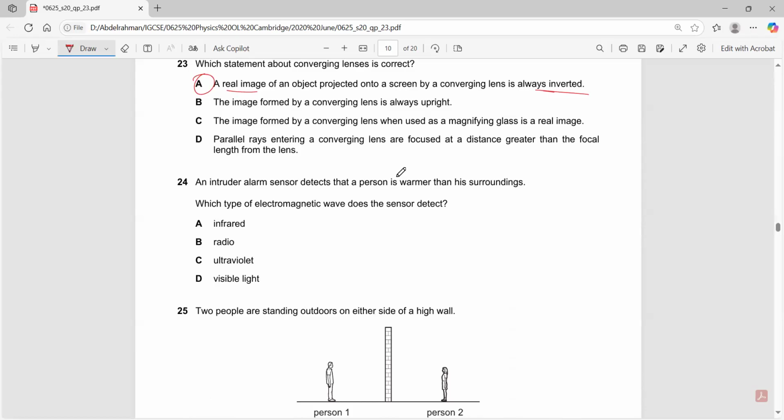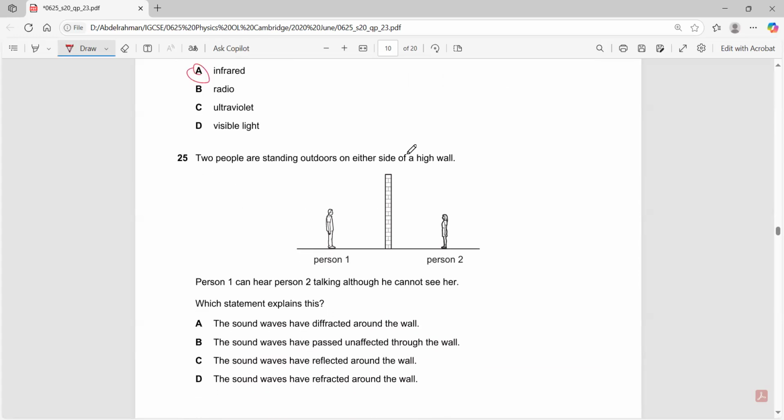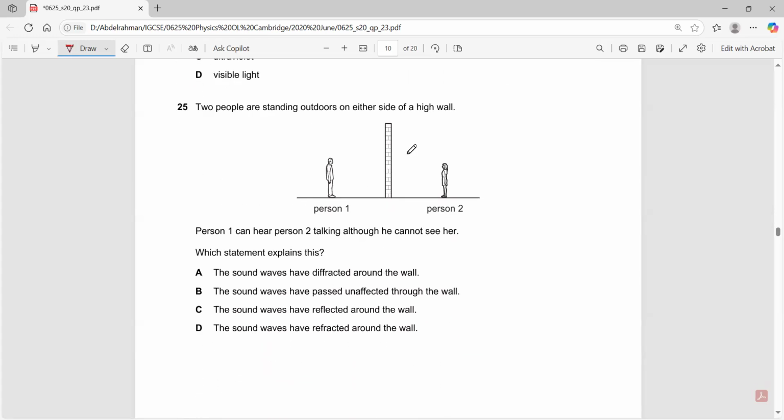An intruder alarm uses which wave? Intruder alarms use infrared radiation. Two people are standing outdoors on either side of a high wall. Person 1 can hear person 2 talking, although he cannot see her. Which statement explains this?